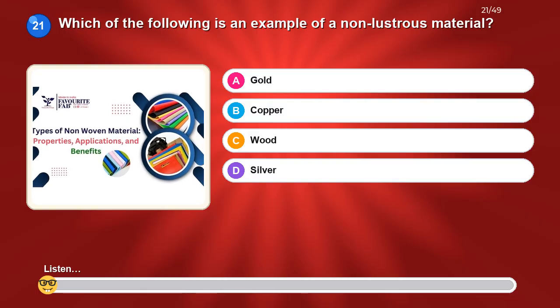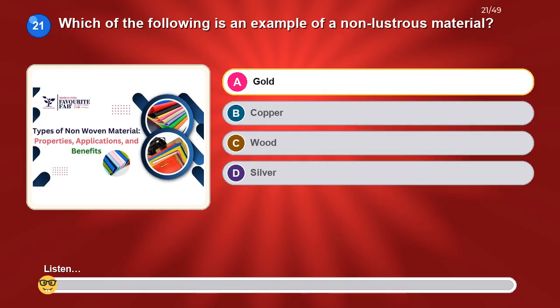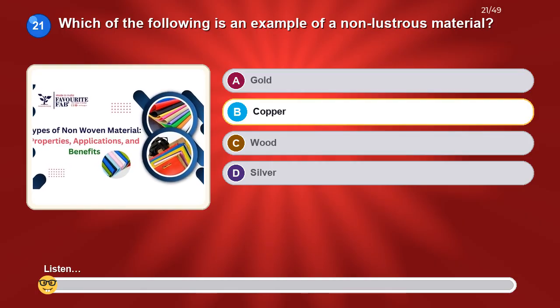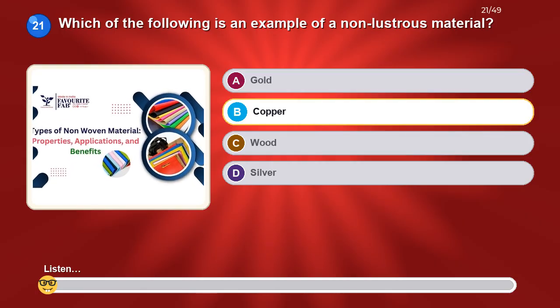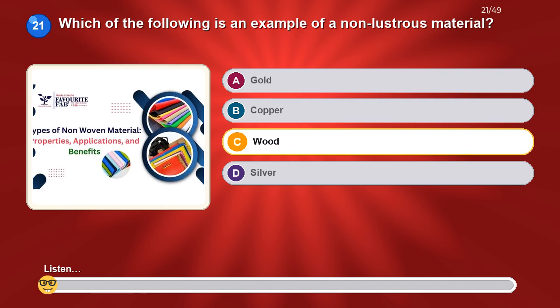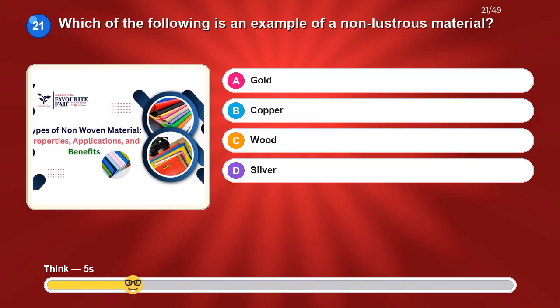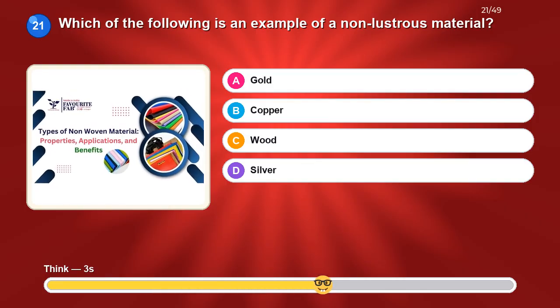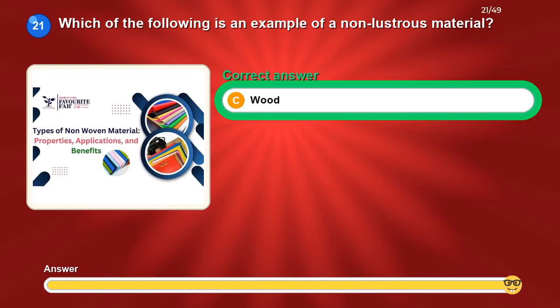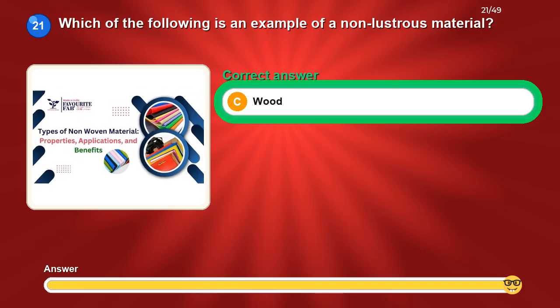Which of the following is an example of a non-lustrous material? Option A, gold. Option B, copper. Option C, wood. Option D, silver. The correct answer is wood.